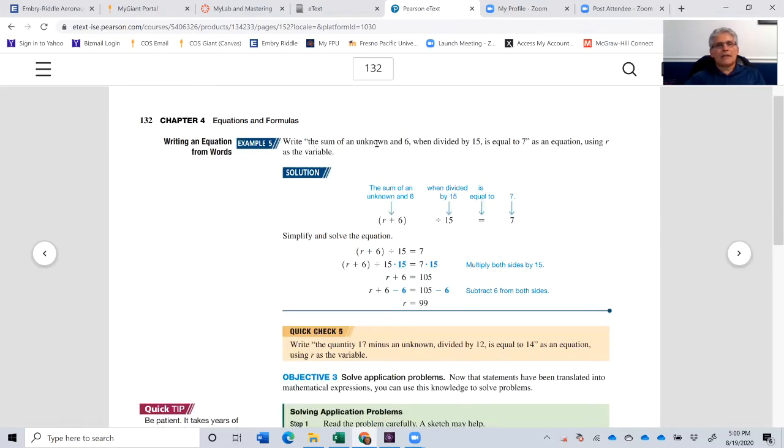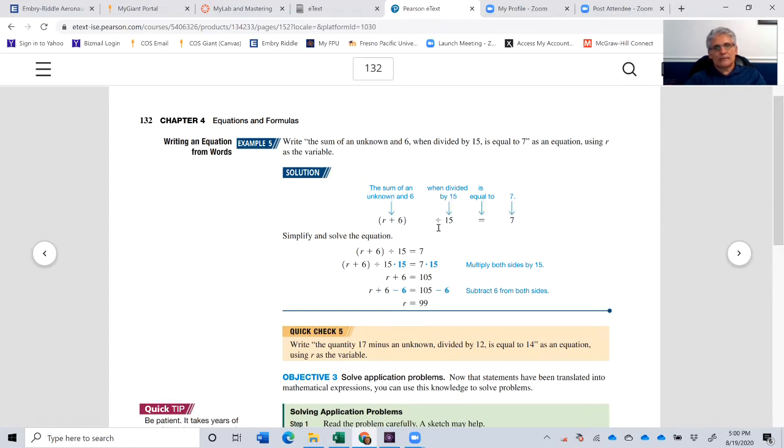The sum of an unknown and 6 when divided by 15 is equal to 7. So this one's a little easier to follow. The sum of an unknown and 6. The unknown, let's represent that by r. Why r? I don't know, it could be anything. But the sum of an unknown and 6, that's r plus 6. Put that in parentheses, divided by 15.